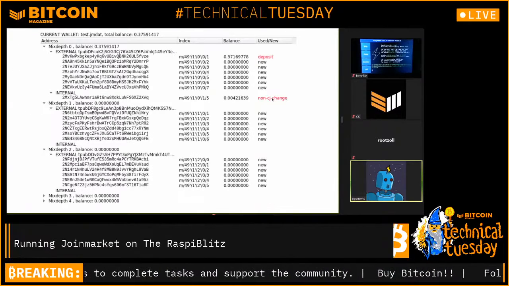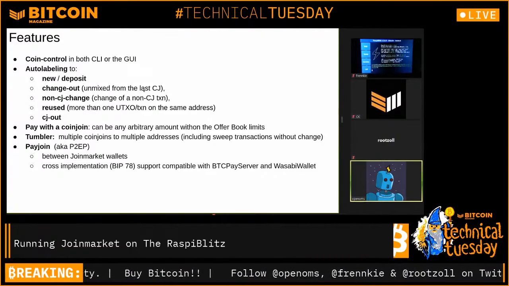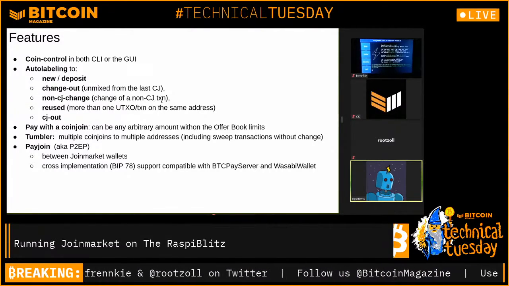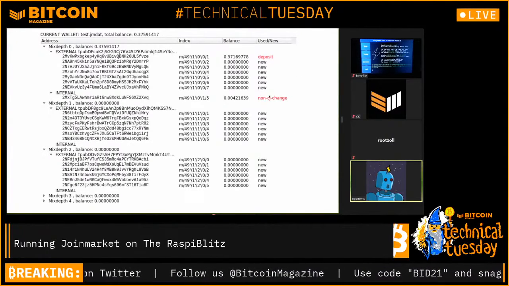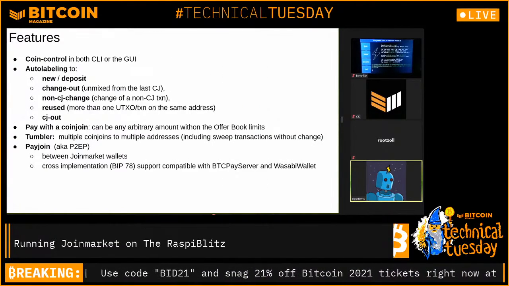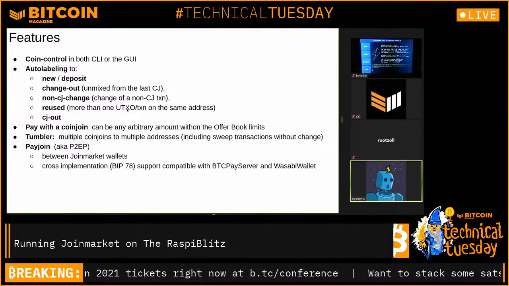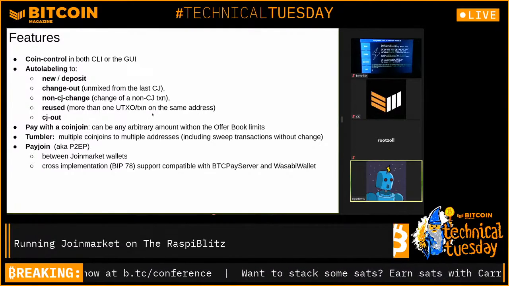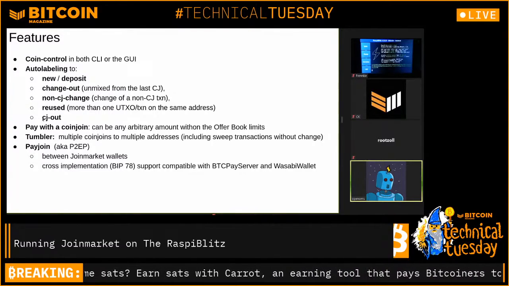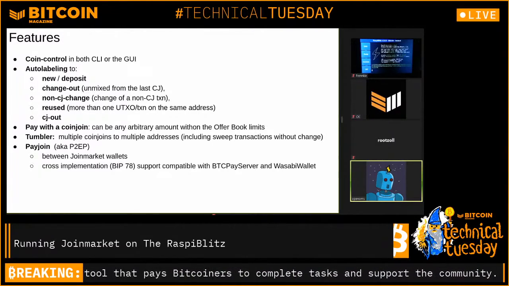And then there are a couple of other examples, which is the change output, labeled change-out, which is the unmixed change from the last CoinJoin. There is a non-CoinJoin change, which is the change output from a non-CoinJoin transaction, which has happened here because I've just sent funds out of this wallet without a CoinJoin. And then there could be reused addresses, which is where there is more than one UTXO on one address, or there's been 2 or more transactions done. And also, these are the funds which are the most private and the result of a CoinJoin, which are labeled cj-out.